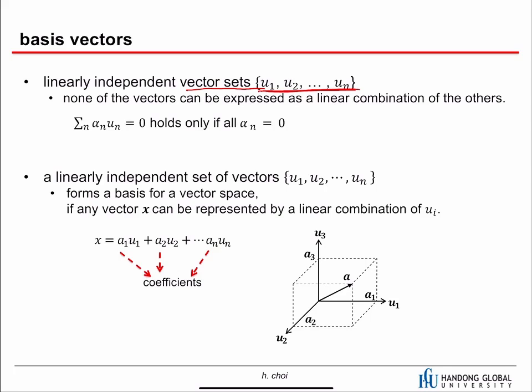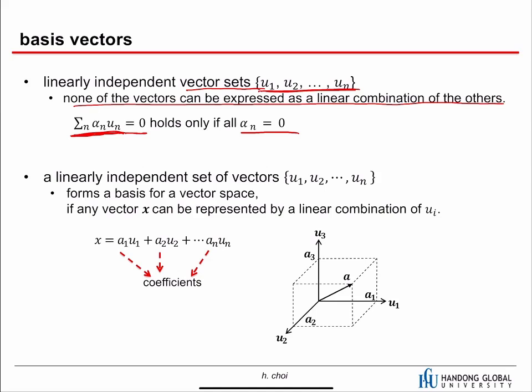Okay, if they are linearly independent, it means none of the vectors can be expressed as a linear combination of the others. What does that mean? Okay, so we have vectors u_n, and we have a weighted sum, and this weighted sum is 0. It means all the alpha_n are 0. When any of alpha_n is not 0, then this cannot be 0. What does that mean?